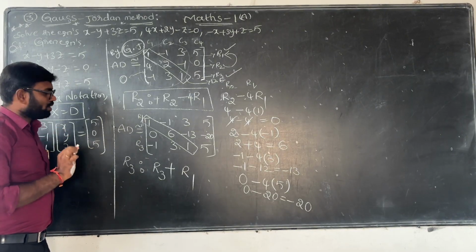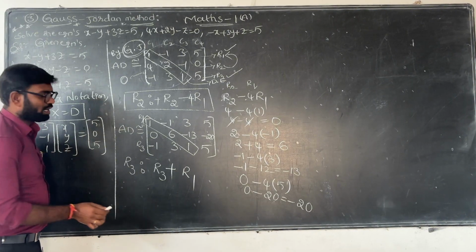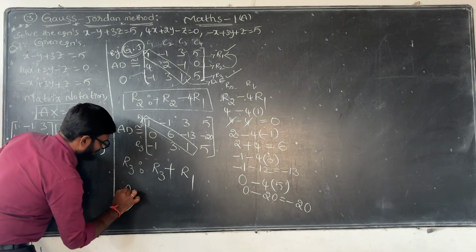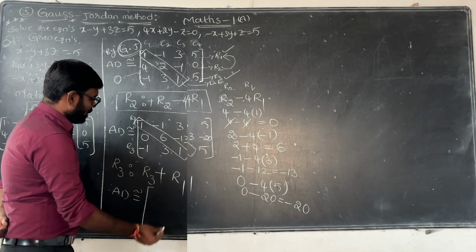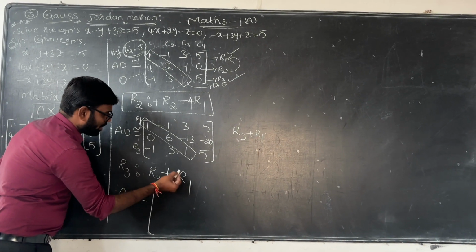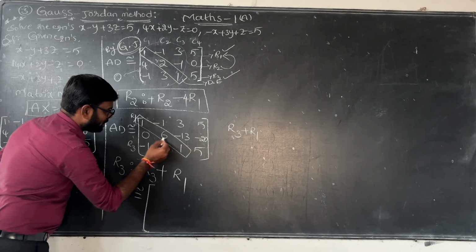So no need to apply the coefficient of the given row element. So now operation apply. Now here the R3 operation, R3 plus R1, is applied to the R3 elements.